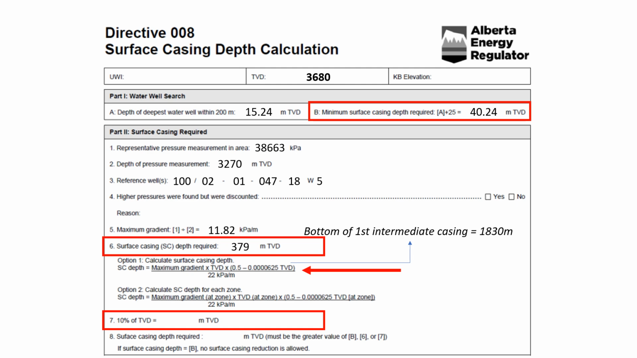The third one is simply 10% of the well total TVD, and that is 368. As our second calculation gave us the deepest of the three, that's the one we are going to use as the surface casing depth.